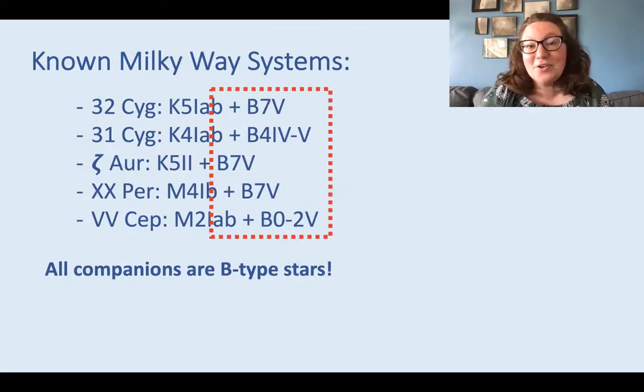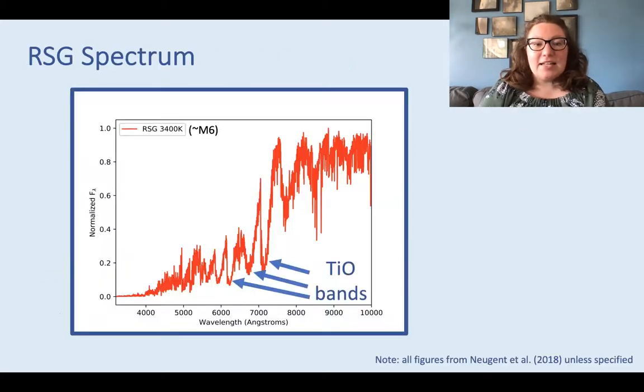If we look at the known Milky Way systems, here are 5 of the dozen known. All of the companions are B-type stars, and this is true for all of the dozen. They all have B-star companions. So the next question is, how would we find them?